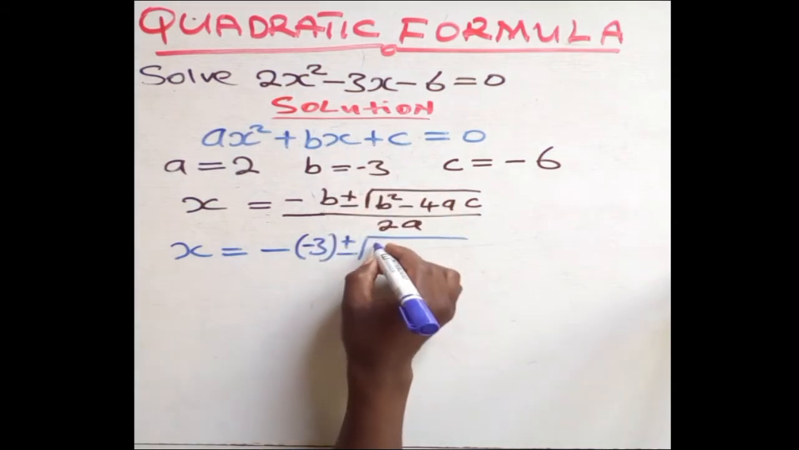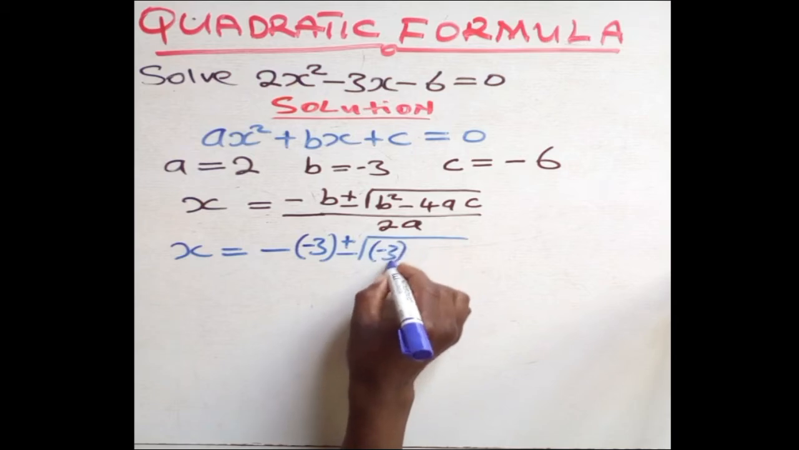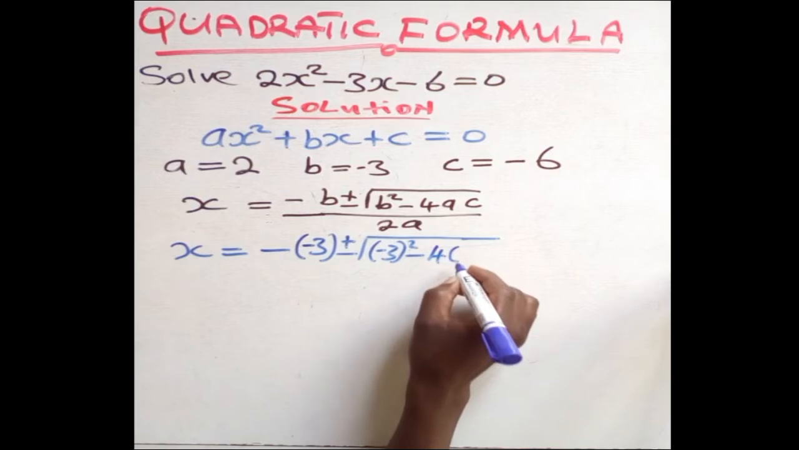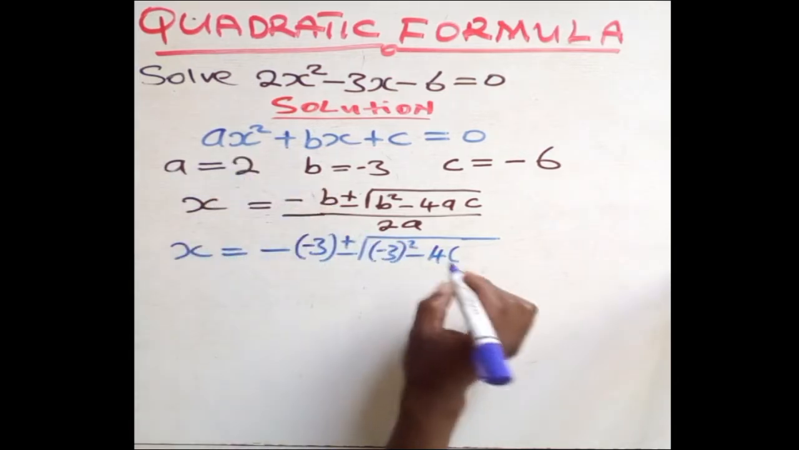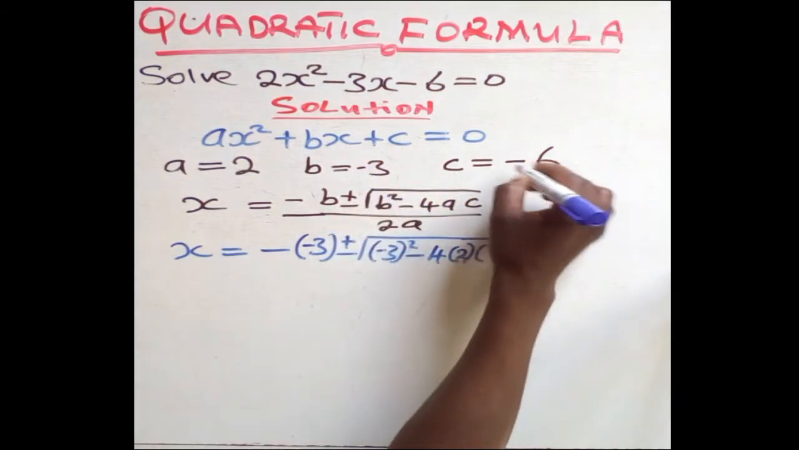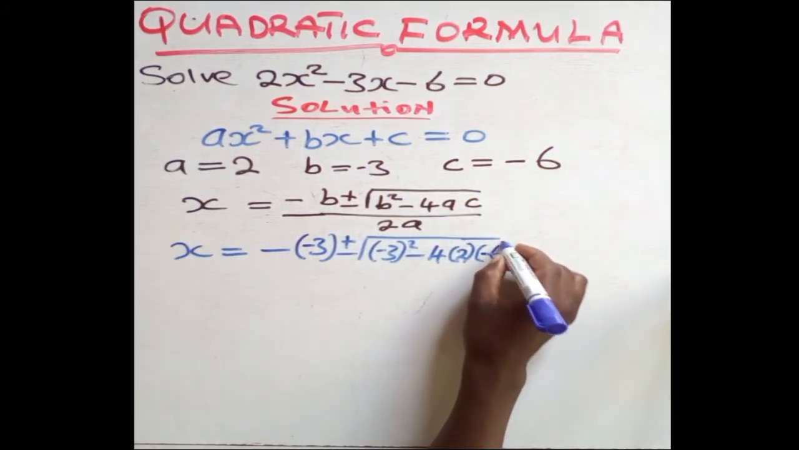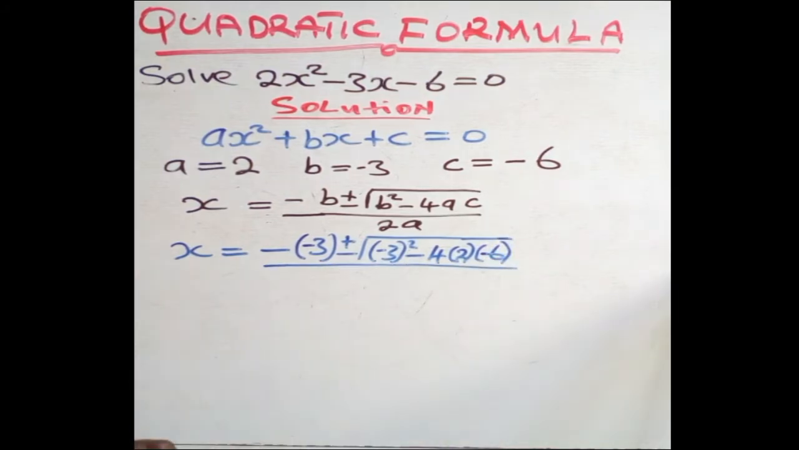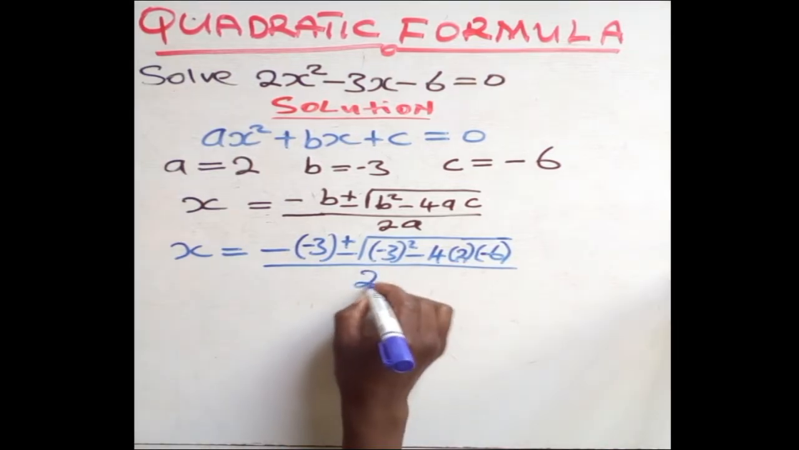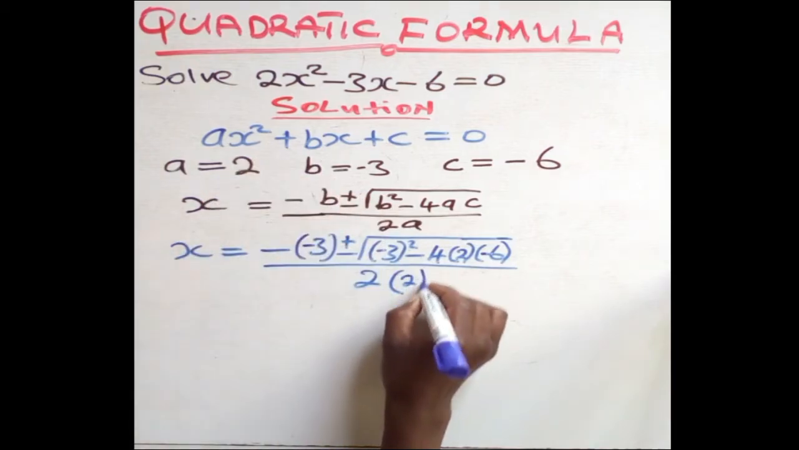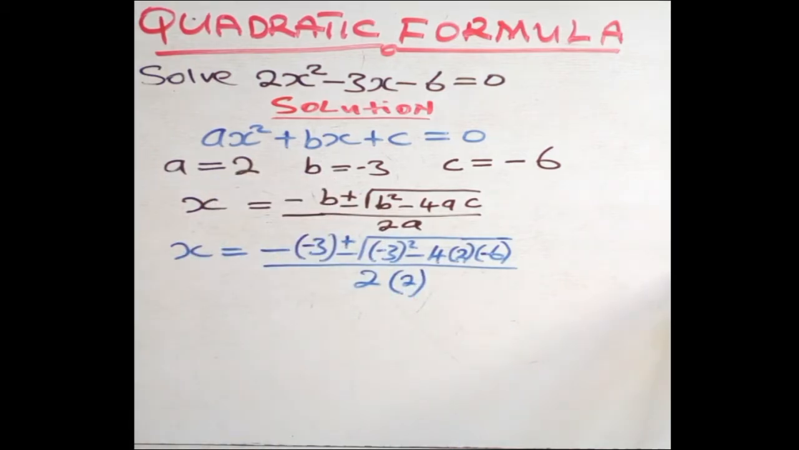Our b is -3, so we have -3 in brackets to the power 2, then minus 4ac. 4 times our a, in this case 2, so 2, then times our c, in this case -6, so -6 there. Then you draw a straight bar which stands for division, over 2 times a. Our a in this case is 2, so you write a 2 in this position.